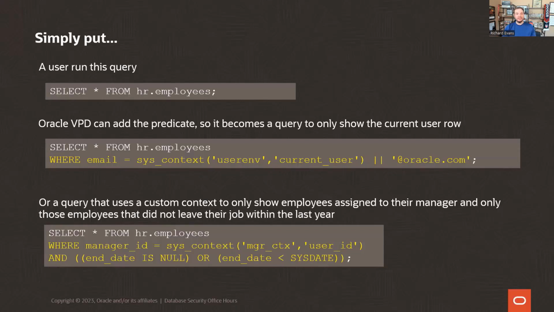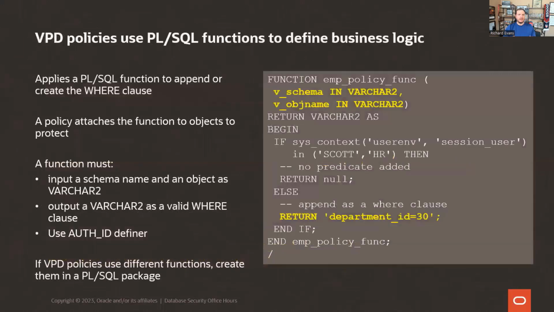So the stuff in yellow is appended by virtual private database to the query when it's executed, when it's run. So real powerful stuff, a simple example, a little more complex example there. And what happens is this is done through this function that we create. And I'll show you what it looks like when we get to the demo. The function applies that where clause.